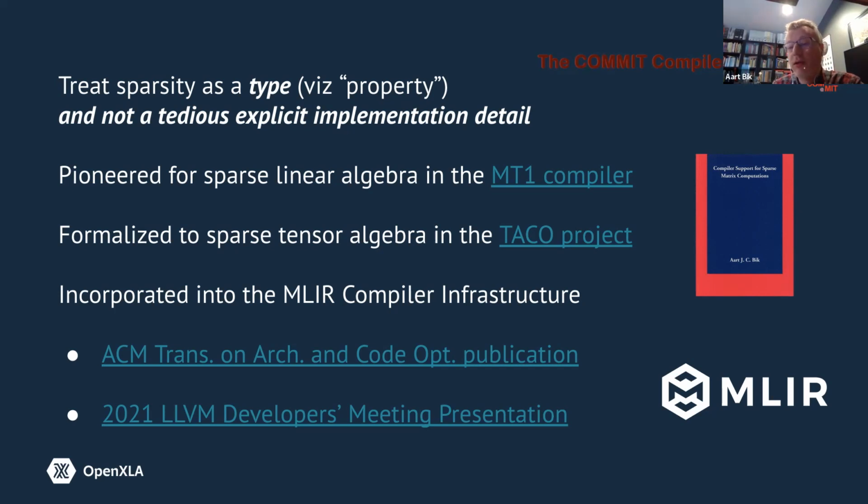And there are several projects that have explored this idea. I gave several links here. So the MT1 compiler was the first to do this in a Fortran context for linear algebra. And a MIT and Stanford team has formalized this to sparse tensor algebra, so higher dimension matrices, in the TACO project. And a lot of the ideas in this RFC are based on the TACO formalism. We have incorporated this already in the MLIR compiler infrastructure, and you see two links there so that you can get a little bit of background on what sparse compilers can do.